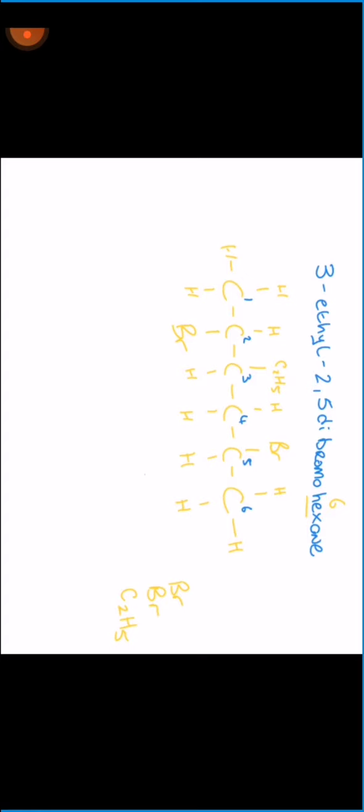And I'm just going to rub out the numbering system that I had here, because you don't need it anymore. So that is the structure now of 3-ethyl 2,5-dibromohexane. And just to point out that the di here, dibromo, means that there's 2 bromos.